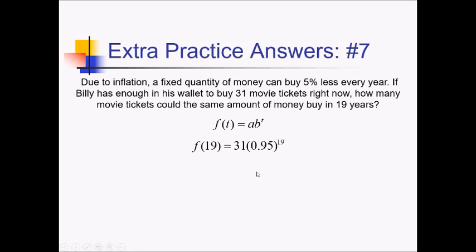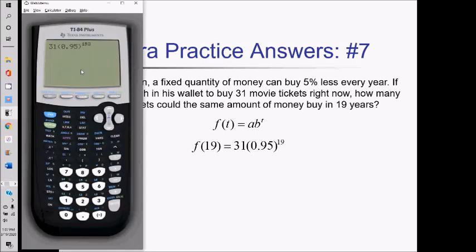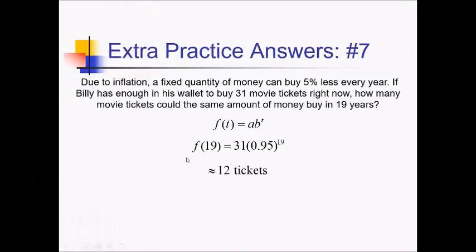So let's use the calculator at this point. All right, here we go. Let's see how much that money can buy. It looks like about 12 movie tickets if we round that off.